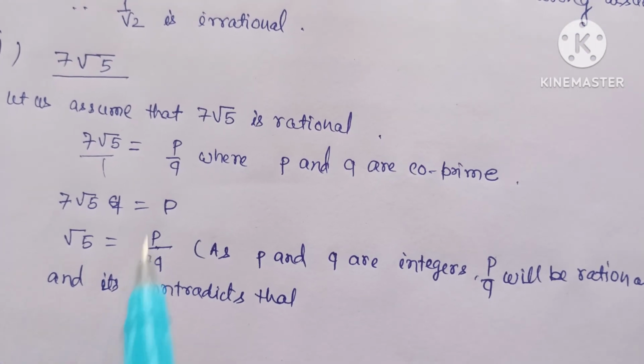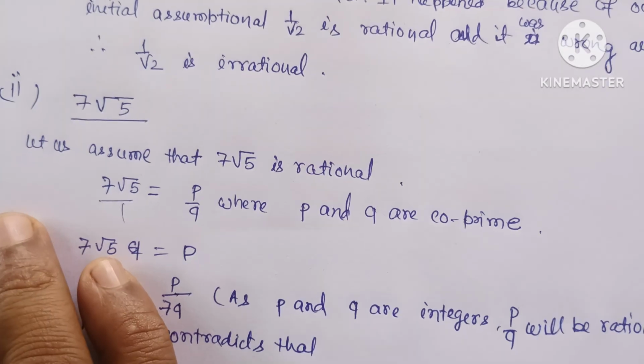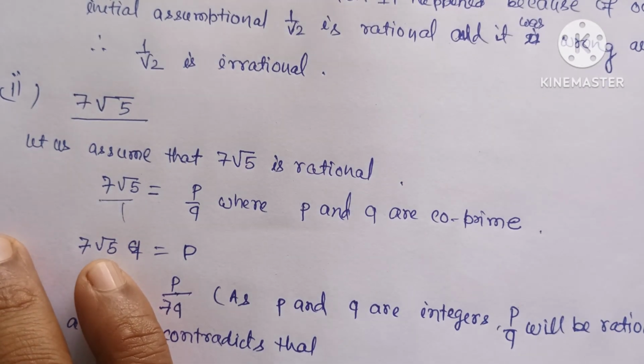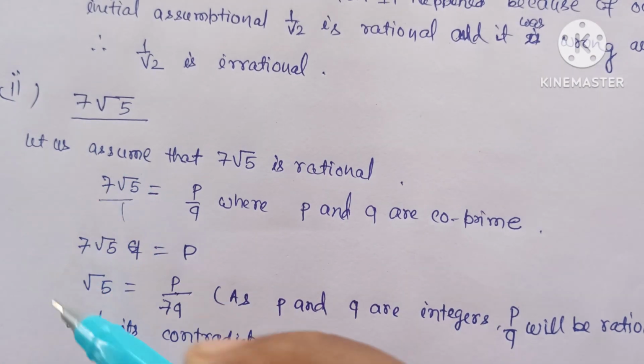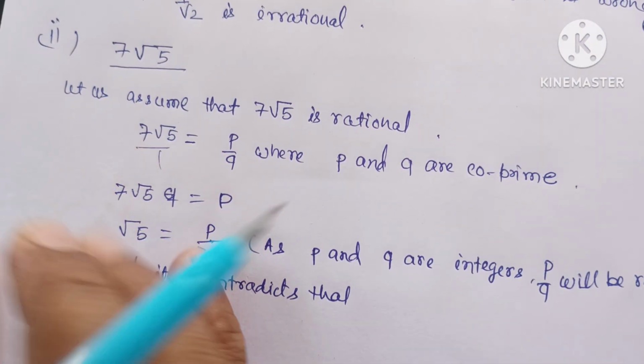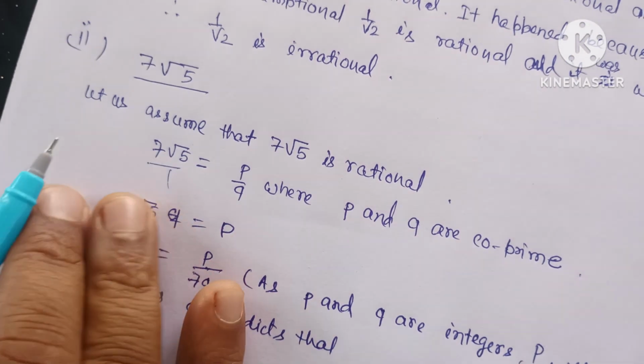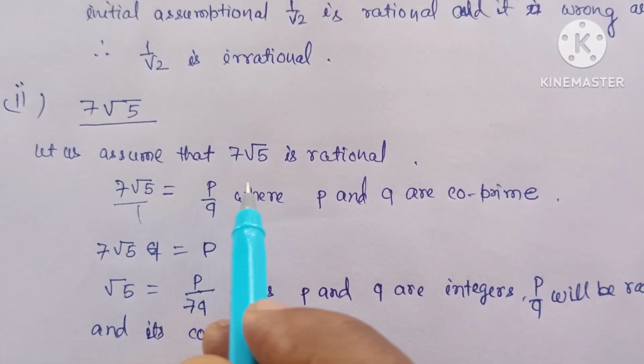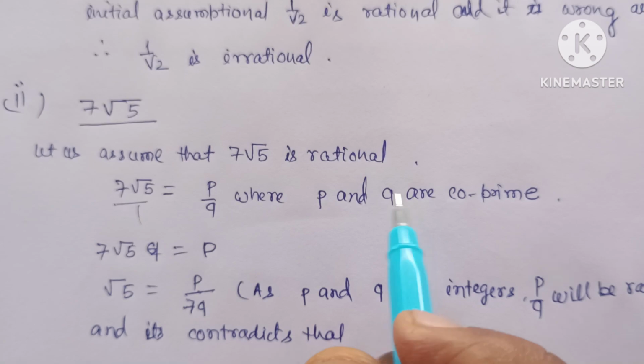Here you see the question we have. We have to prove that 7 root 5 is an irrational number. How can you prove it here? Let us assume that 7 root 5 is a rational number.